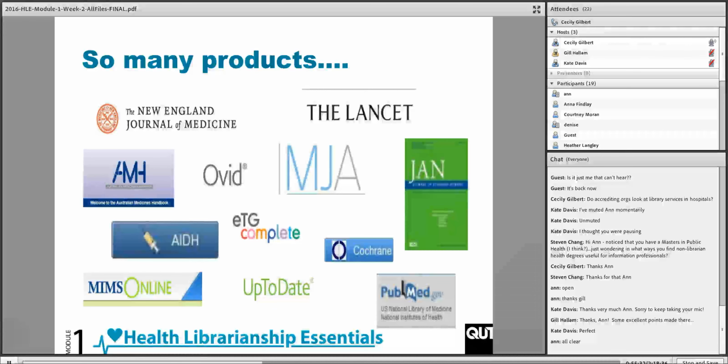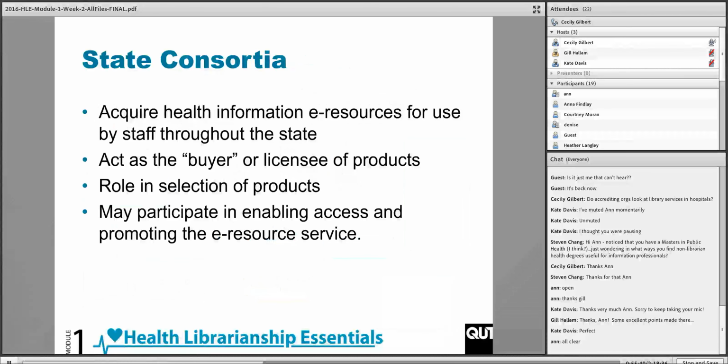It's certainly arisen that some of the impetus has moved from individual librarians making purchasing decisions to the idea of state consortia. So groups in each of the states around Australia now exist to acquire health e-resources, and those are generally purchased for use by staff affiliated with either the state health department or the buying group in that state. The consortium usually acts as the buyer or the licensee of the product, so that the people in the libraries are not necessarily the individuals who sign in, but that does vary a little.